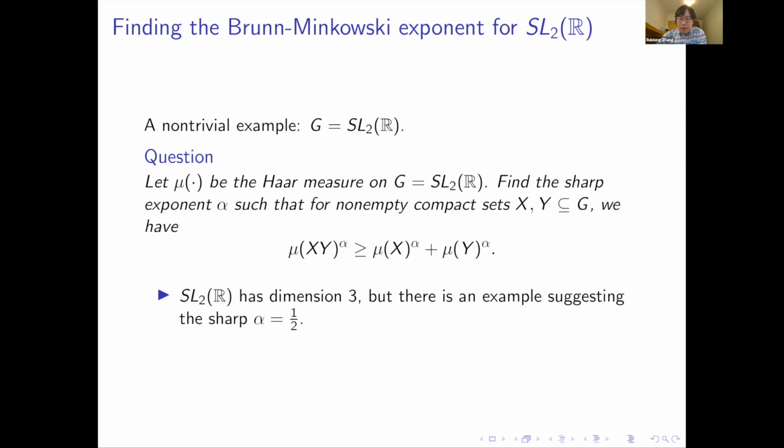I recorded a very interesting phenomenon in the last line or two. SL2 of R has topological dimension 3. So based on what you have for R^3, you might think alpha should be 1/3. But actually, this is not the case. There's a very elementary example saying that you cannot improve beyond 1/2. So the sharp alpha might be 1/2. And actually, in our paper, we were able to prove that the sharp alpha is 1/2.